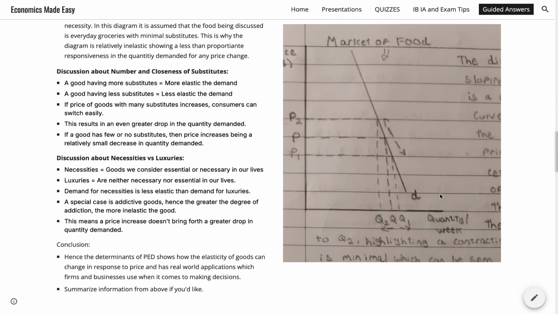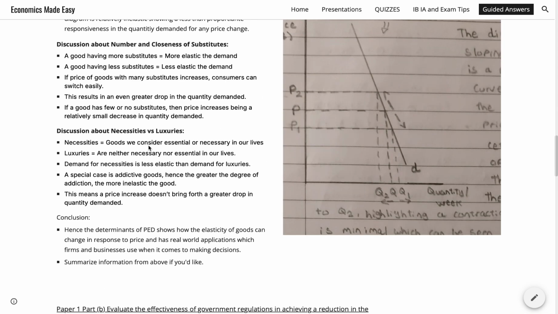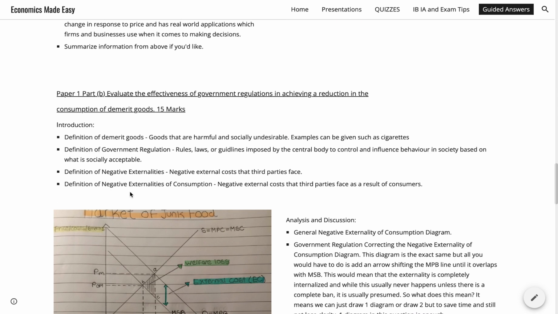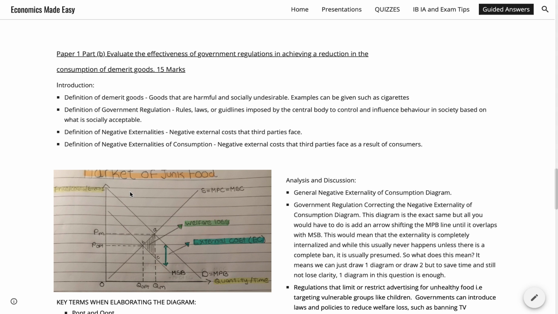Here's the market of food. And I have my conclusion, discussion about necessities. So these are the two determinants I chose. And then this is the one question which definitely stumped a lot of students when it came up in the paper.